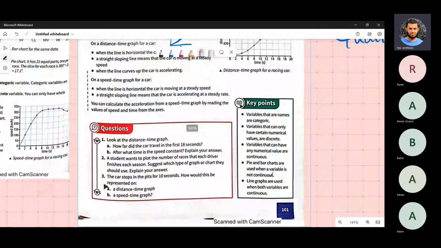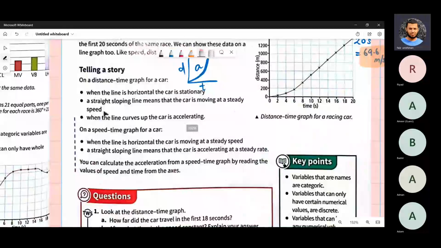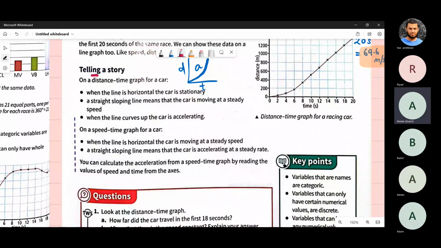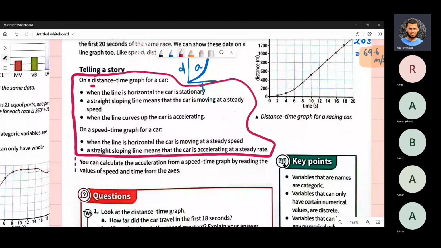Now, this is the summary, and this is a very, very important part. Students, please read it on your own once again. These things are very, very important. This is the summary of what we did. On a distance time graph, these are the conclusions. On a speed time graph, these are the conclusions. Are you getting my point? Okay, please read it yourself.